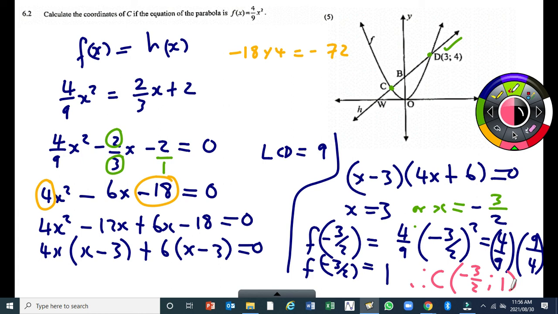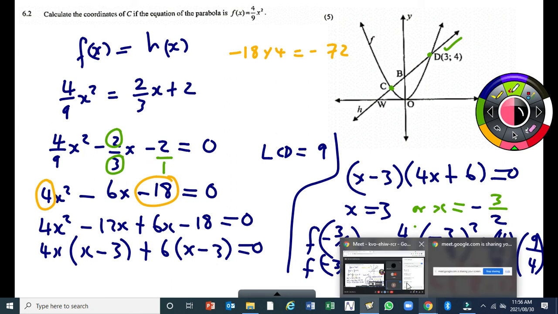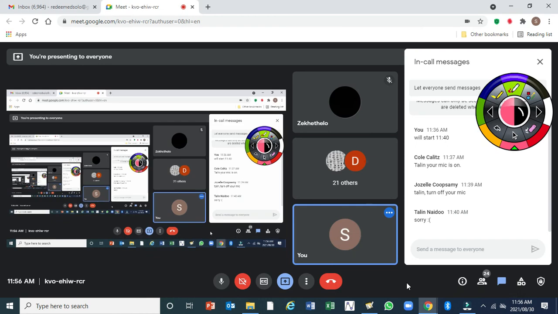Okay, so your knowledge of factorization from term 1 is required when you are dealing with a quadratic function. If you forgot how to factorize a trinomial and how to solve quadratic equations, you may have to go back there. Any question? No, sir.